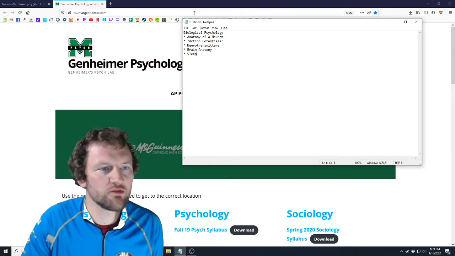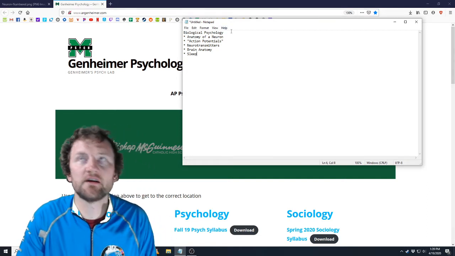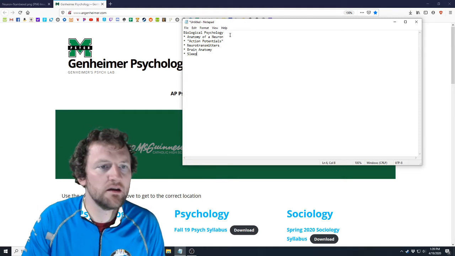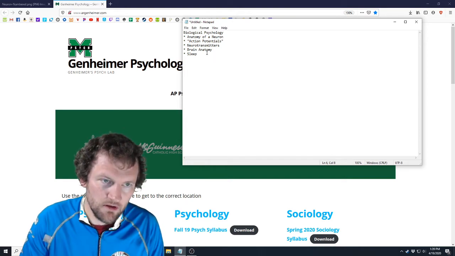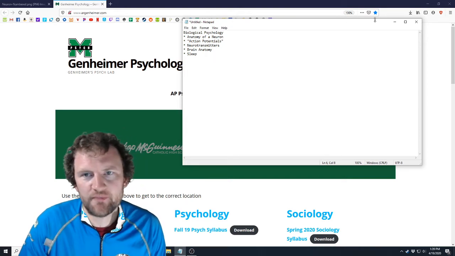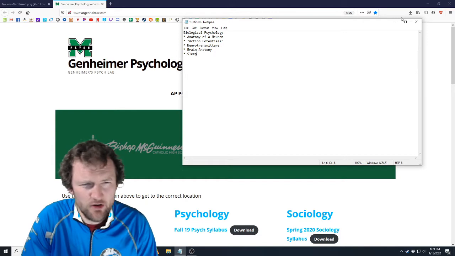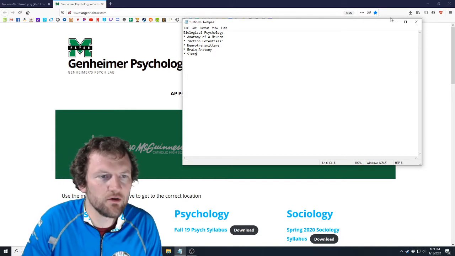Here's what we're going to be going over today, which includes all of the biological psychology unit you can see here on my notepad. The anatomy of a neuron, the action potentials, neurotransmitters, brain anatomy, and sleep. Brain waves and all that, and sleep disorders. It's an enormous amount of information to cover. We're going to go very quickly through it.